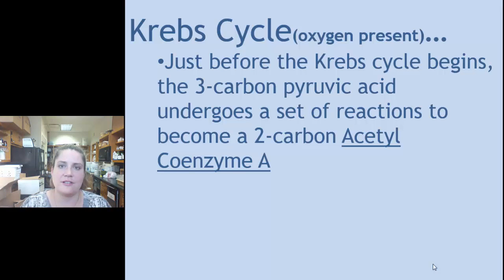So just before the Krebs cycle takes place, what happens is that 3-carbon pyruvic acid is going to undergo a set of reactions, and it's going to become a 2-carbon thing called acetyl coenzyme A, or sometimes we just call it acetyl-CoA. Okay, so our 3-carbon pyruvic acid becomes a 2-carbon acetyl-CoA. Okay, it's just that straightforward. A 3-carbon becomes a 2-carbon.